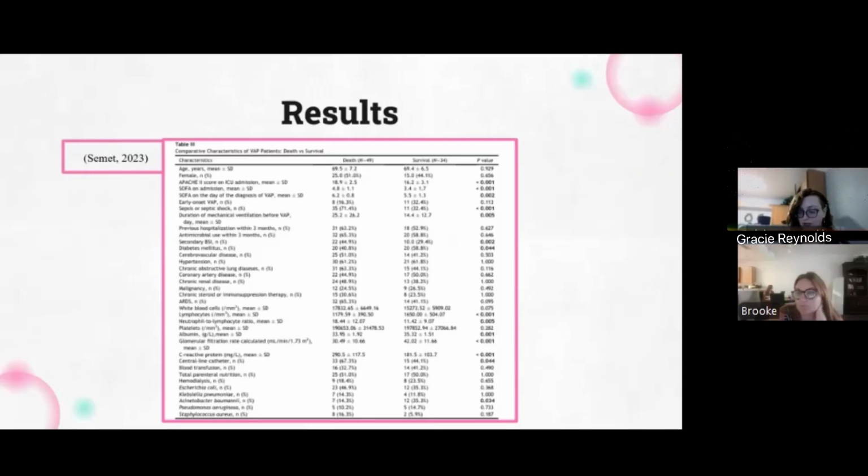The method connection would be that the researchers also wanted to identify factors associated with mortality. To do this, they compared patients who survived with patients who died within 30 days after developing VAP. The results connection is that this table displays the differences between survivors and non-survivors. Variables such as the Apache 2 score, SOFA score, sepsis, ventilation duration, lymphocyte count, albumin level, and CRP level were compared to determine which factors were associated with mortality.